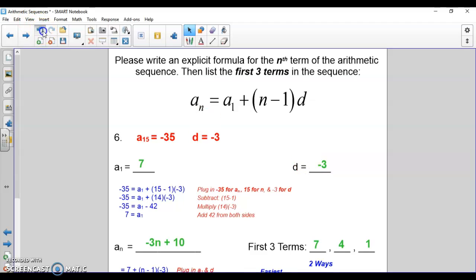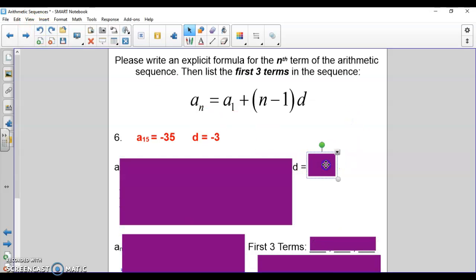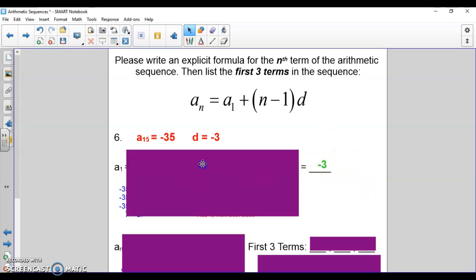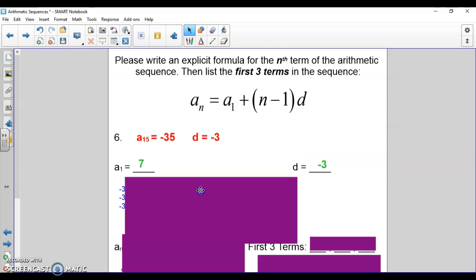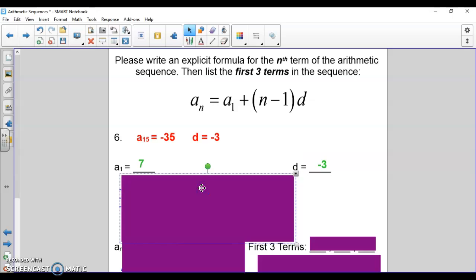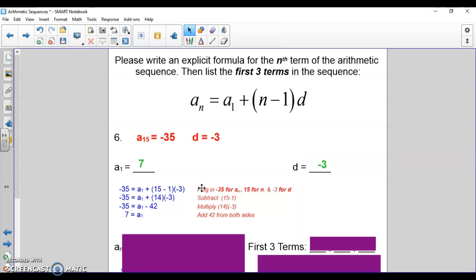We have our common difference, but we don't have our first term. So our common difference is -3. I need to find my first term. My first term ends up being 7. Well, how do we find that? We have A sub n, which is -35. We have our common difference, and we know n because it's 15.